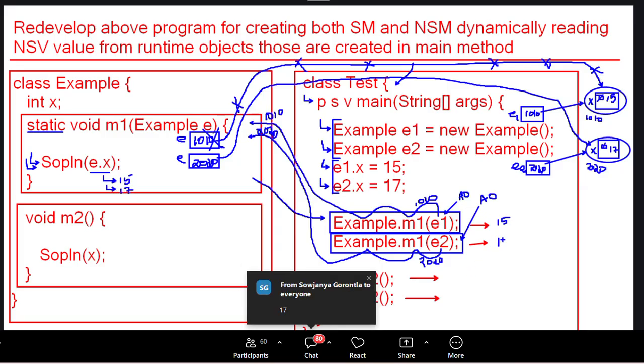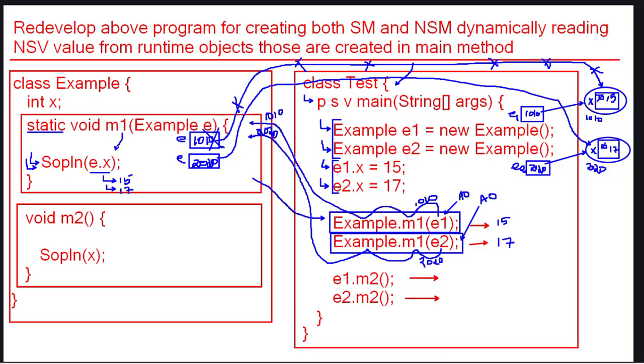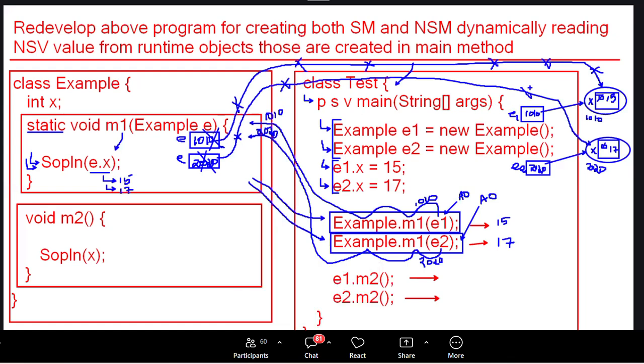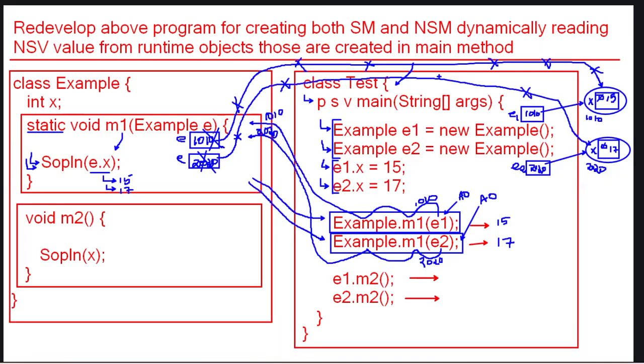The same output I am writing here. Now tell me, the M1 method logic worked for the passed argument object value. So it is a dynamic nature. After method execution is completed, control comes back to the main method. What happens? The parameter is destroyed. The reference to this object is also destroyed.